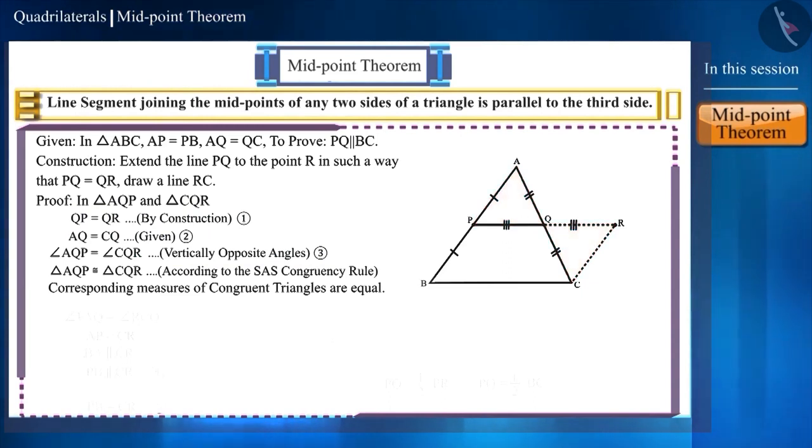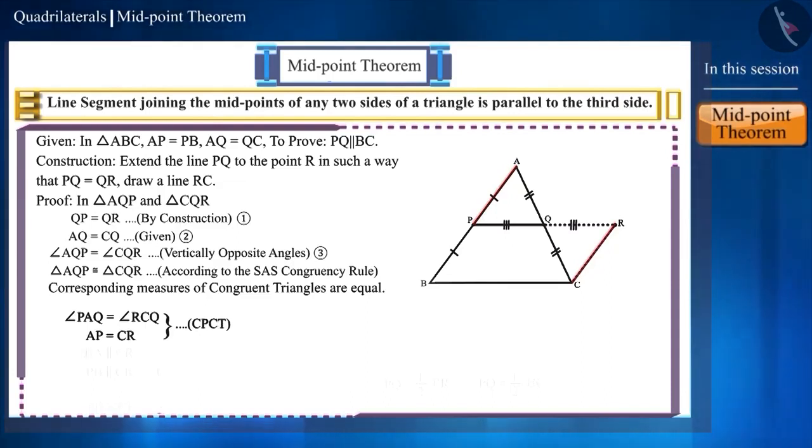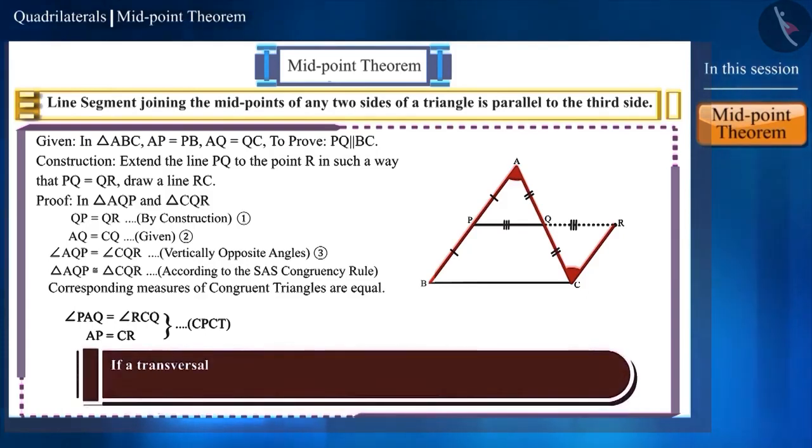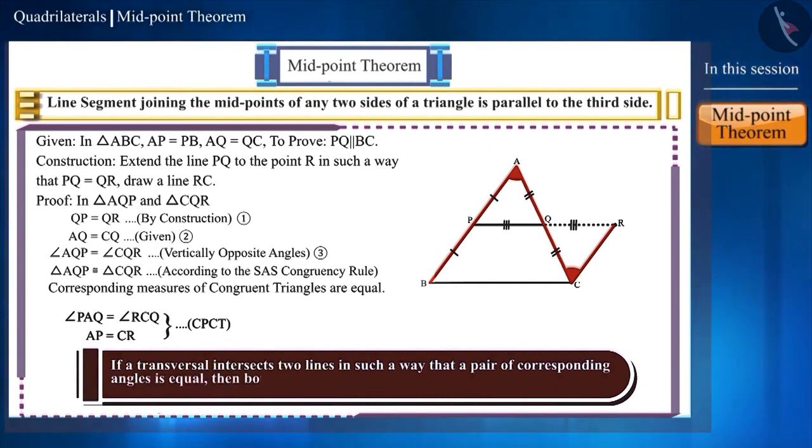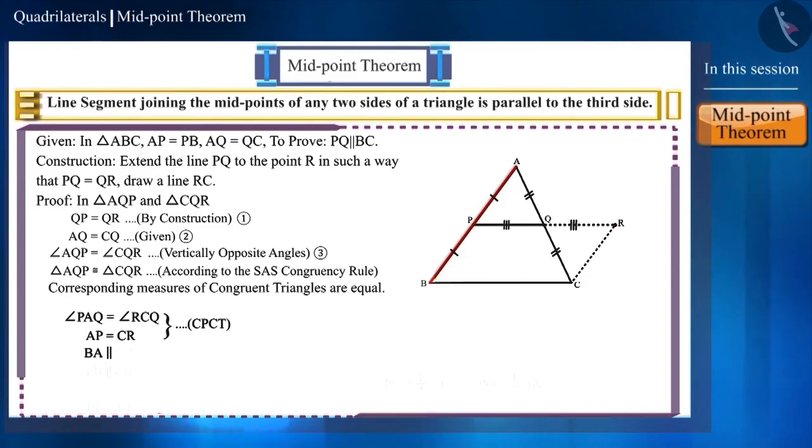And we know that corresponding measures of congruent triangles are equal. Hence, angle PAQ and angle RCQ will be equal. And these two sides will also be equal. Friends, these two angles are alternate angles, which are formed by the intersection of the sides BA and CR with the transversal AC. And we know that if a transversal intersects two lines in such a way that a pair of alternate angles is equal, then both the lines are parallel to each other. Hence, the side BA will be parallel to the side CR.